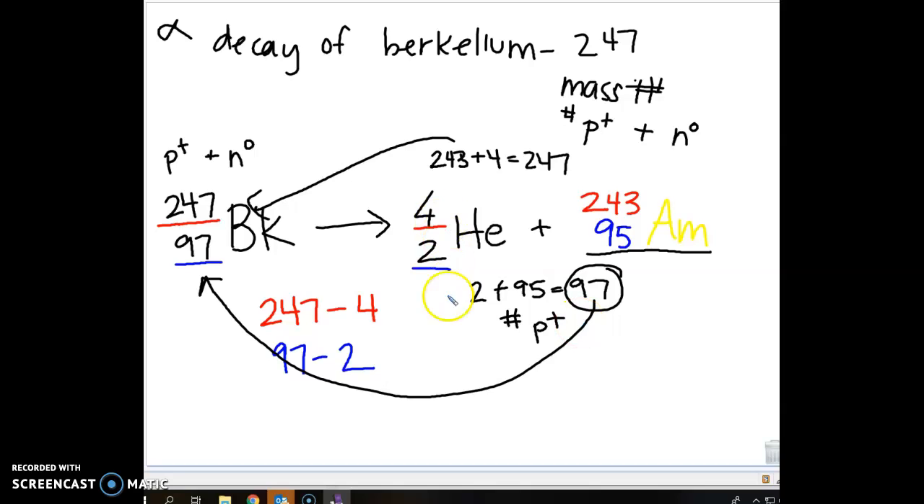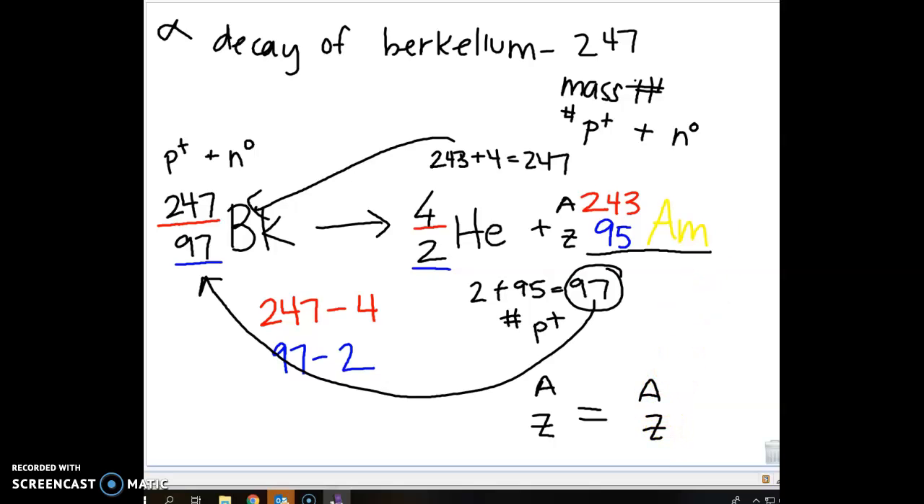So your goal is to have your mass number, which is represented by the A, and your atomic number, or your number of protons, represented by Z. So this would be A, this would be Z. And they need to be equal on both sides of your arrow. So we need A to equal A and Z to equal Z on both sides.